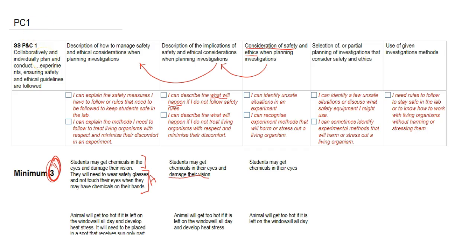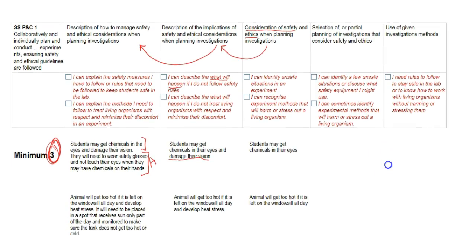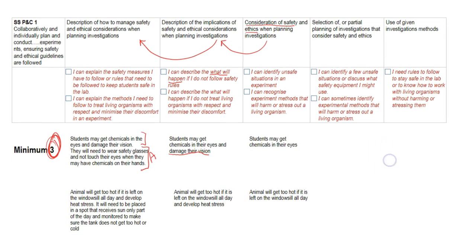Now the other side of this PC1 is also, can you talk about how you would handle animals in this situation? So it's not about human safety, it's about the animal safety. Here are some examples of how to do that from an ethical standpoint rather than a safety standpoint. For a C: animals will get too hot if they're left on a windowsill. That is recognizing or considering the ethics of what you're doing.